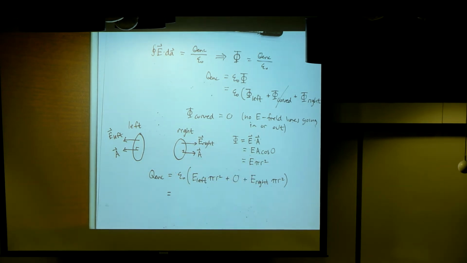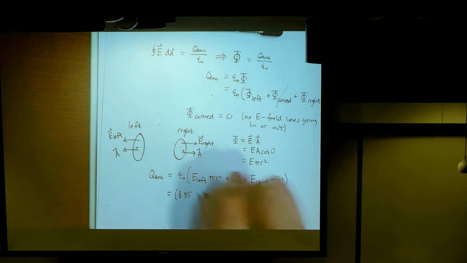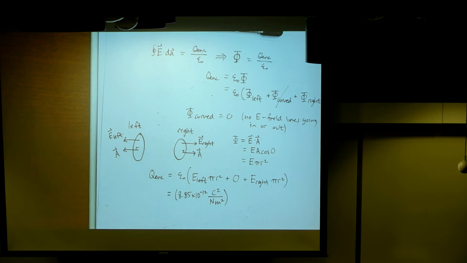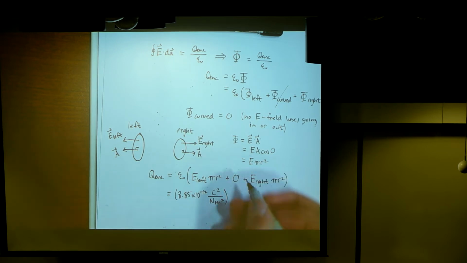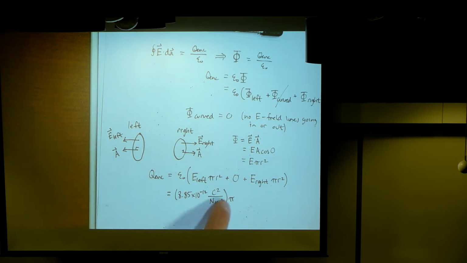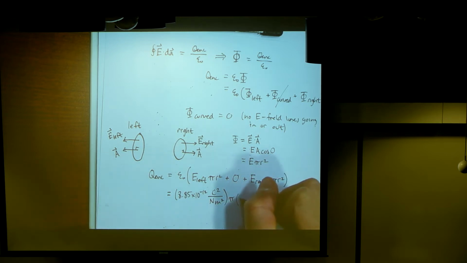Okay. So epsilon naught is 8.85 times 10 to the minus 12, and the units are coulombs squared divided by newtons times meters squared. That's just the units that are attached to this constant. I also have pi r squared as a common factor, which I'm just going to pull out to the front. So the pi is now in the front. The radius was 12.5 centimeters. So in meters, that's going to be 0.125 meters, and I'm going to square it. So that's pi r squared pulled out to the front.